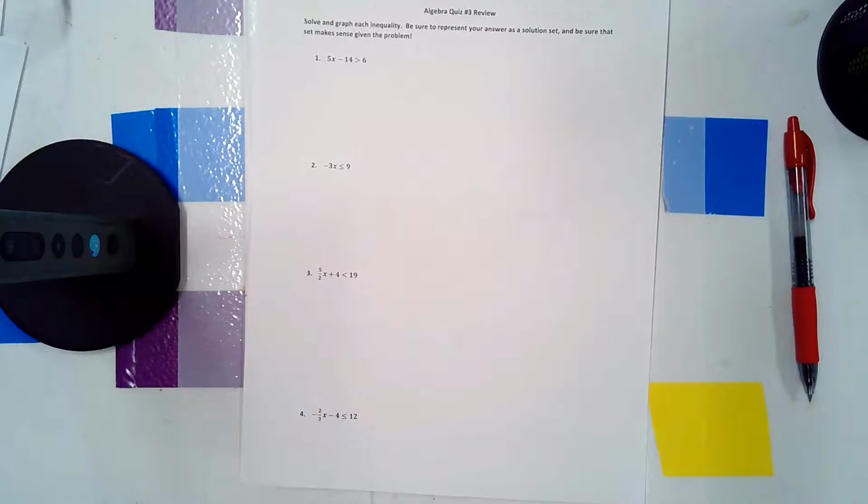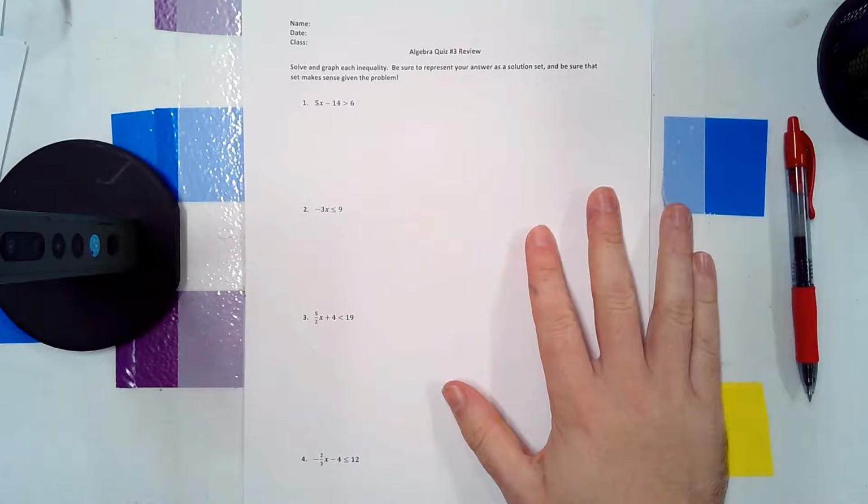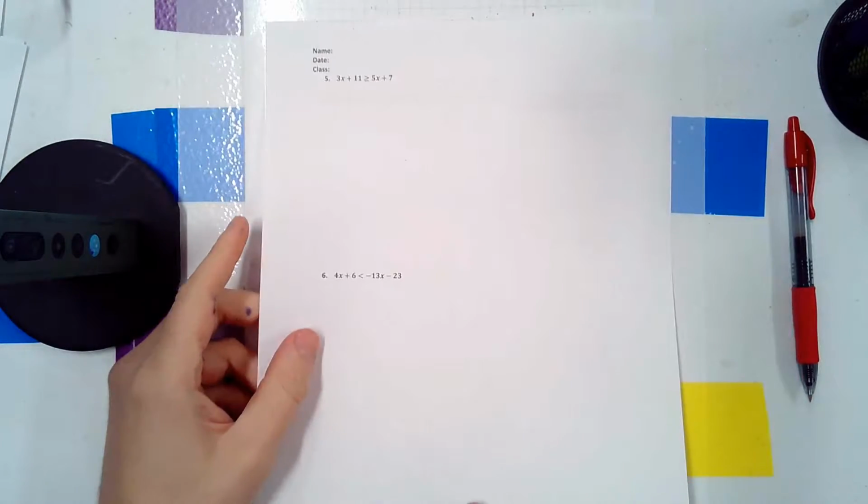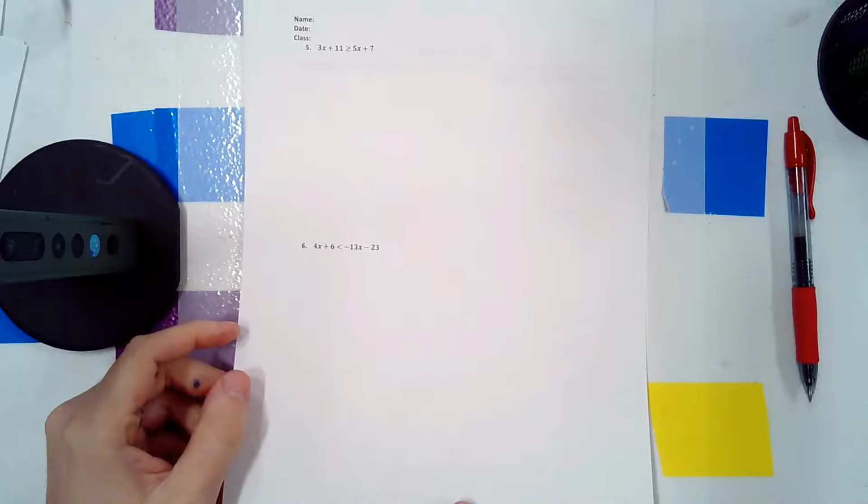All right, let's review. Solve and graph each inequality. Be sure to represent your answer as a solution set and be sure that the set makes sense given the problem. Here's the fun thing. I told you I've been having computer issues, right? I was supposed to have more on here, and they're all word problems, but they're gone.